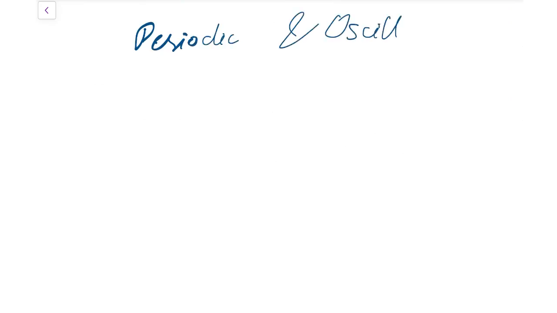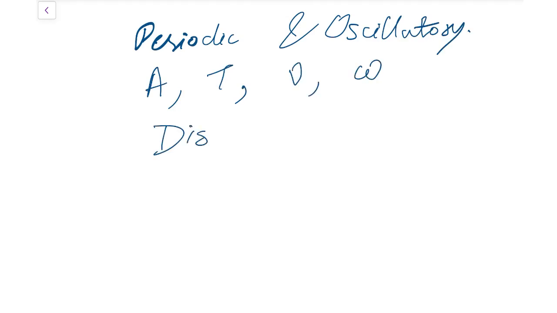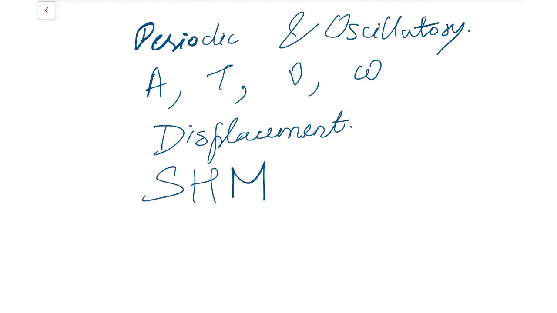In this chapter, we are going to cover what is meant by periodic and oscillatory motion. Then we'll go on to understand basic terms such as amplitude, time period, frequency, angular frequency. Then we'll understand what is displacement in the context of oscillations and how it is different from displacement in linear motion. Then we'll finally touch upon what is meant by simple harmonic motion.